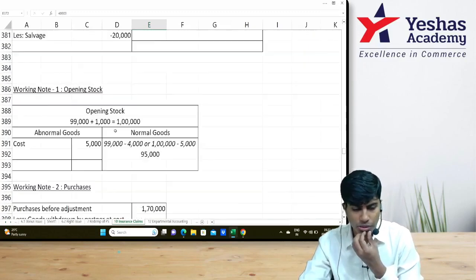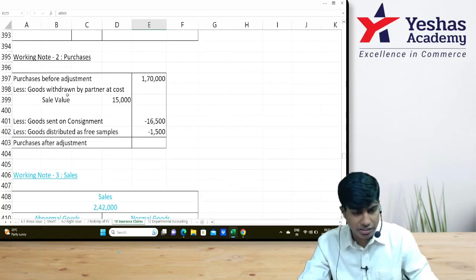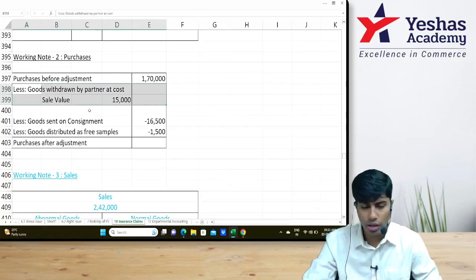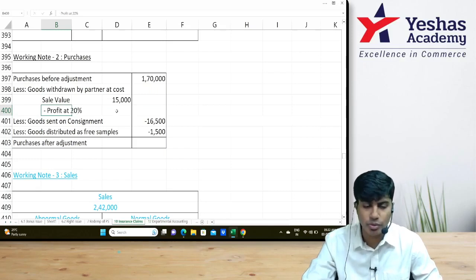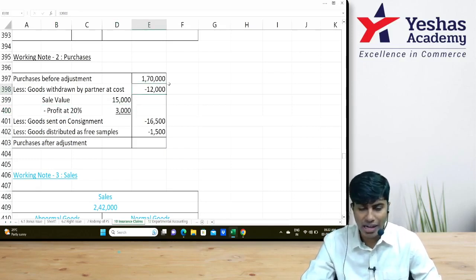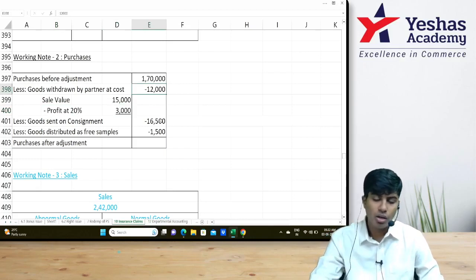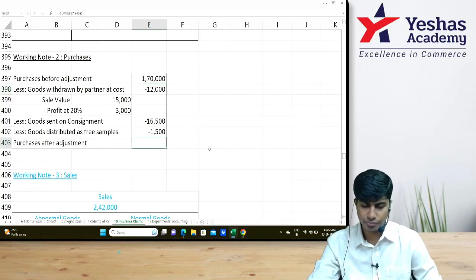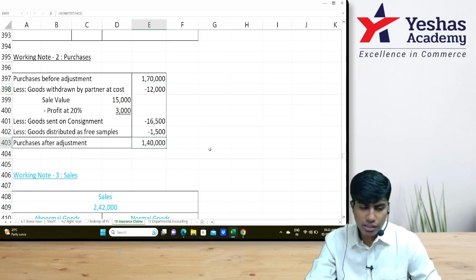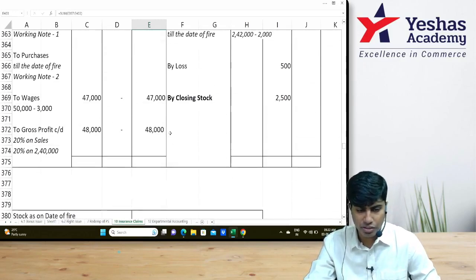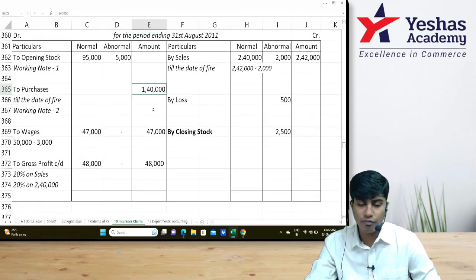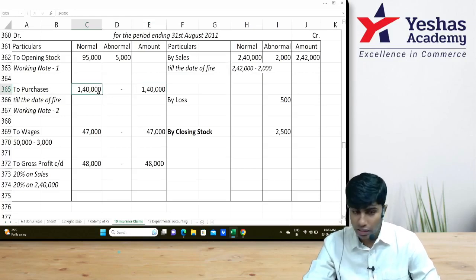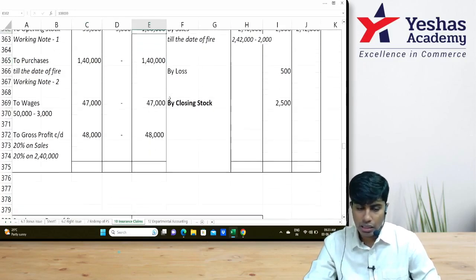Come to working note number 2. Here, to find purchases, we need to find cost of goods withdrawn. I'll write here less profit. How much? 20%. 3,000. Can I say cost of goods withdrawn is 12,000? 1,70,000 minus 12,000 is 1,58,000. 1,58,000 minus 17,500 is 1,40,000. That is our purchases. Let me write purchases to be 1,40,000 of total. Abnormal goods are not purchased. Entire purchases are 1,40,000.